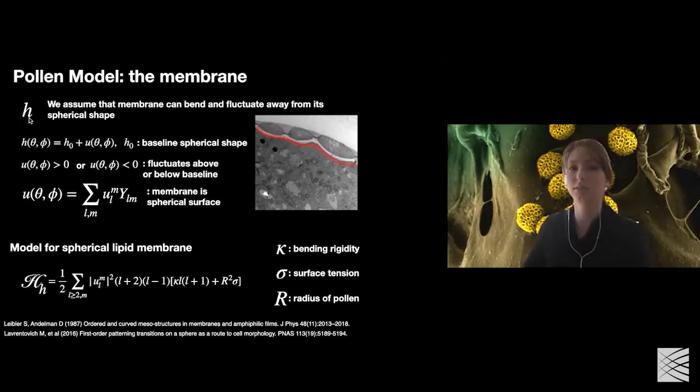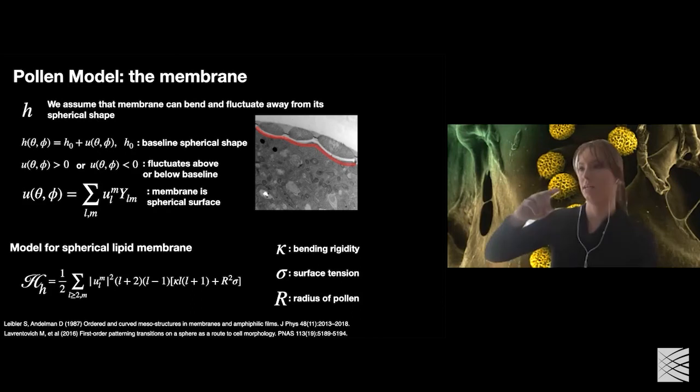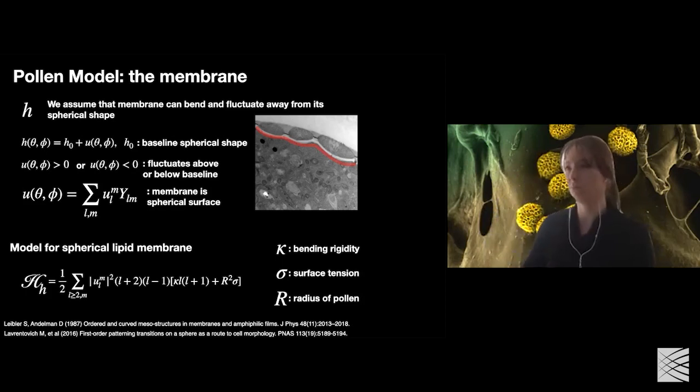We take some sort of height field, this time for the membrane, and we assume that it can bend and fluctuate away from its original spherical shape. This height field ends up being some sort of baseline plus these fluctuations. So H naught you can think of as a radius, and this field U is the height fluctuating away from that baseline. So if you drew a squiggly curve around the actual sphere of the membrane. Again, positive or negative just represents fluctuations above or below the baseline. And again, we're on a spherical surface, so we're representing this in terms of the spherical harmonics as well.